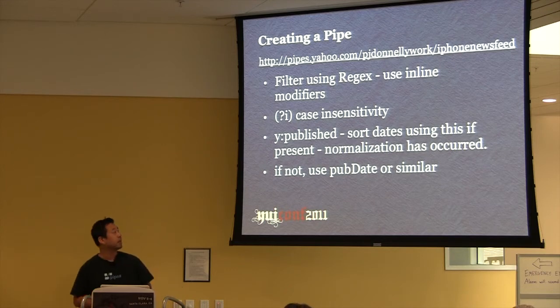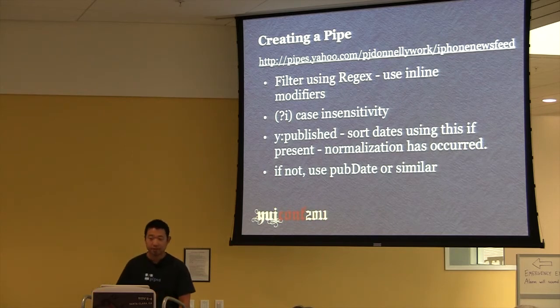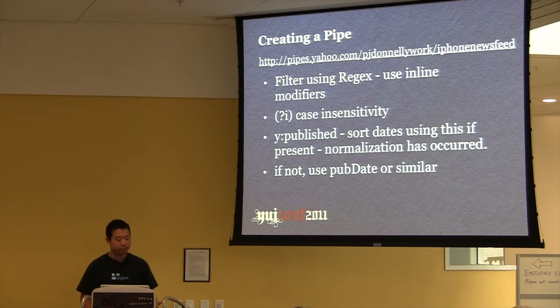If you see Y:published in your output, you know you just sort on that because some normalization had happened with the dates. That means you pulled in either an RSS feed or an Atom feed, and the Pipes engine basically normalized that date to Y:published, and you would sort on that. If you're only using RSS feeds, then you could sort on pub date or somewhere.